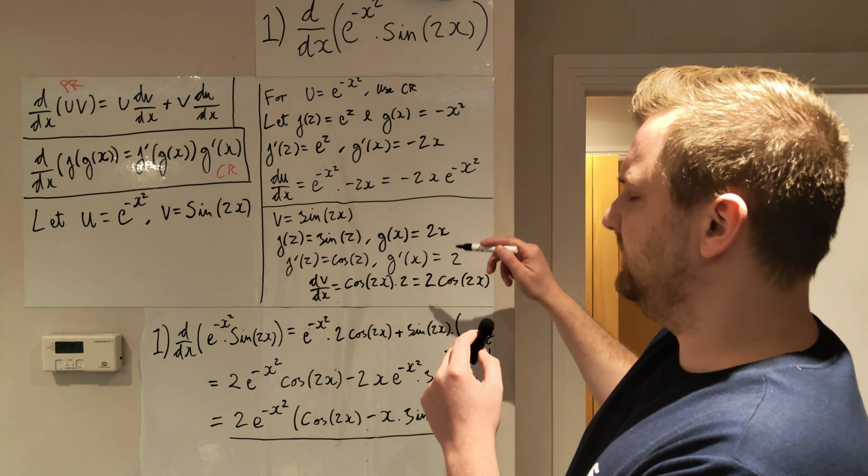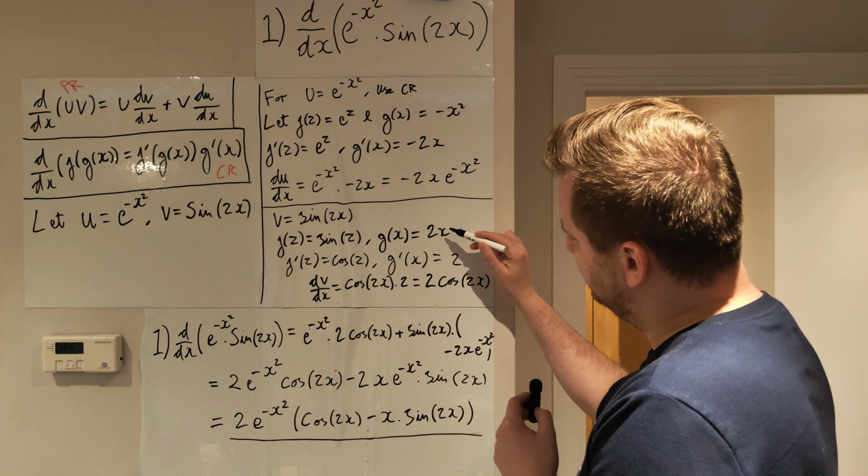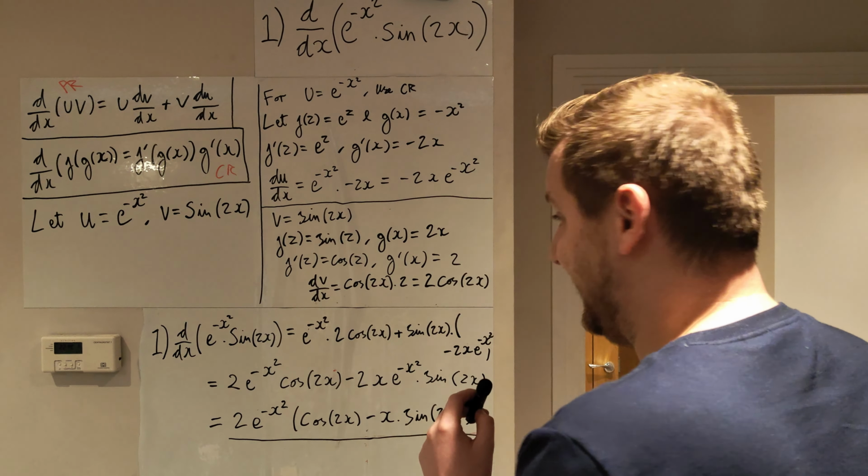Anyway, so v is equal to sine of 2x. So we've got our definition of f of z is equal to sine of z, and our g of x, our function in a function, is 2x. And f dash of z, so sine of z differentiated, is cos of z, and g dash of x is going to be 2, because we just get rid of that x there.